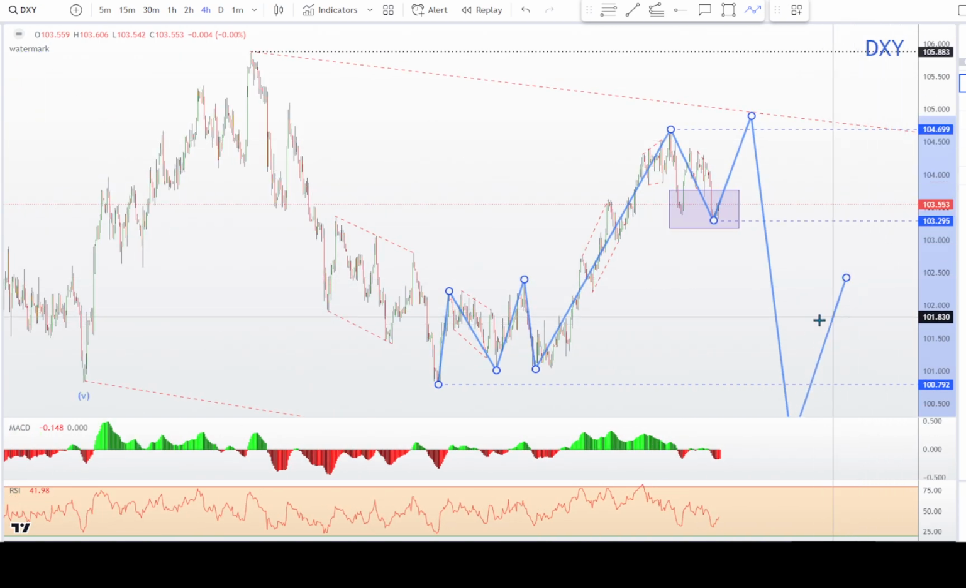But first things first, what I want to see is that they come up and break 104.69, and then very shortly after, they have to reverse. Because if they come up and take out 105.88, then this is a running flat, and there's something else in play here. So expecting a push up for the US dollar to take out their previous high here.